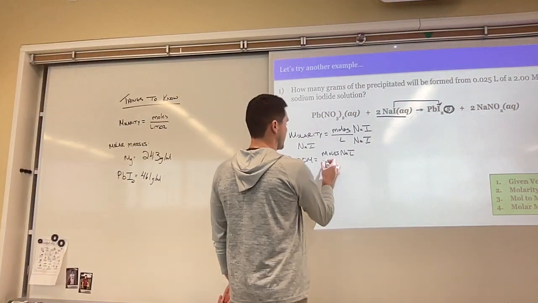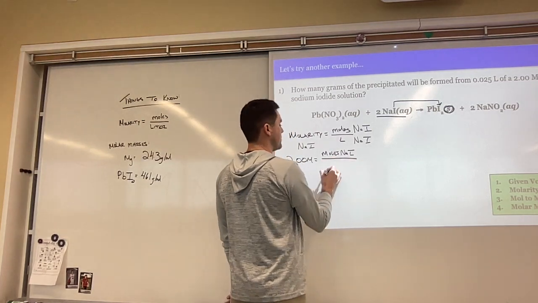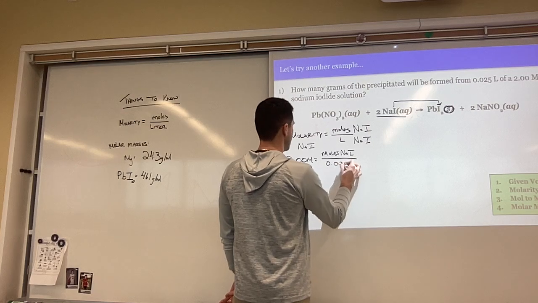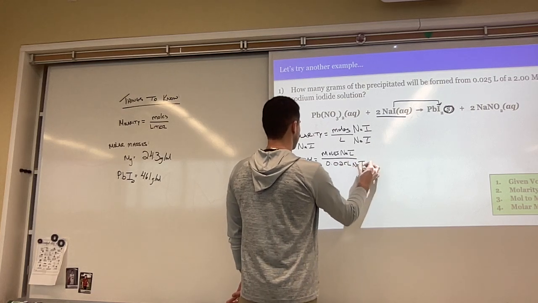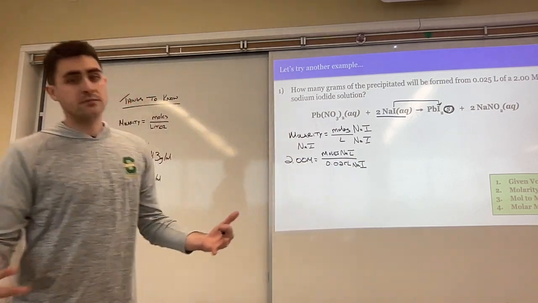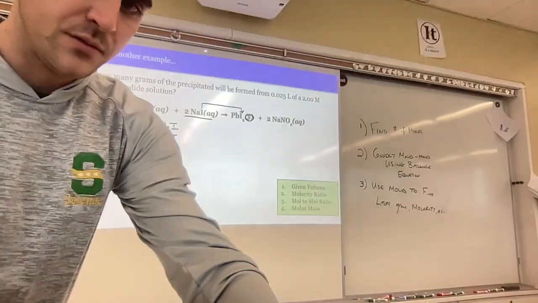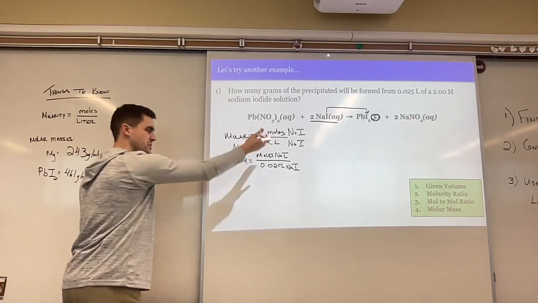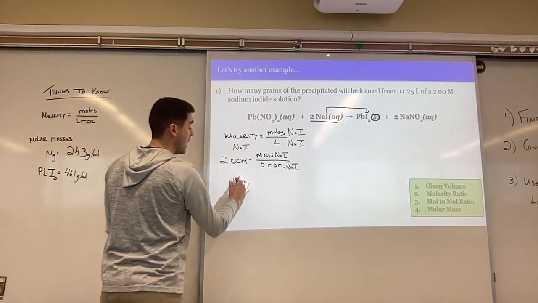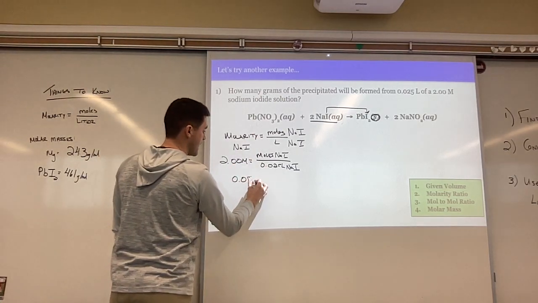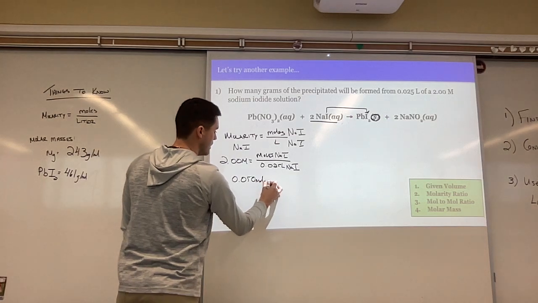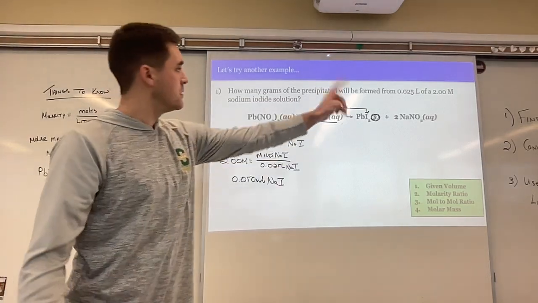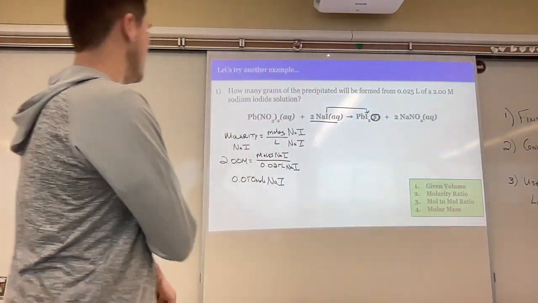Okay. I've got concentration, 2 molar. I'm trying to find moles of NaI, and my liters are 0.025 liters of sodium iodide. So step one, find moles. Let's do it. 2 times 0.025, cross multiply. I get 0.050 moles of NaI to start. Step 1, check. I found moles.